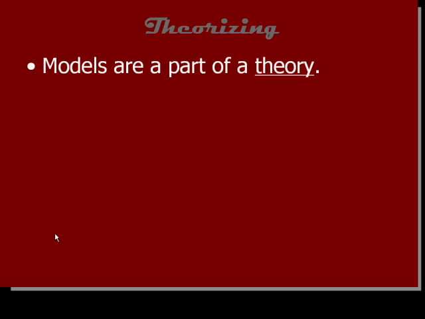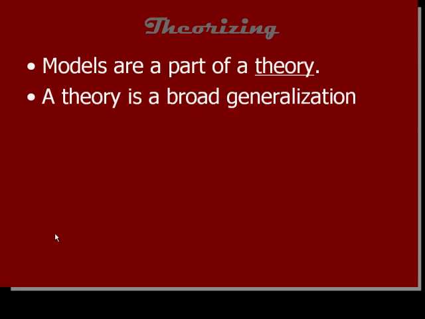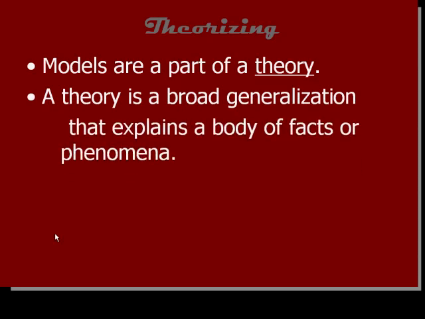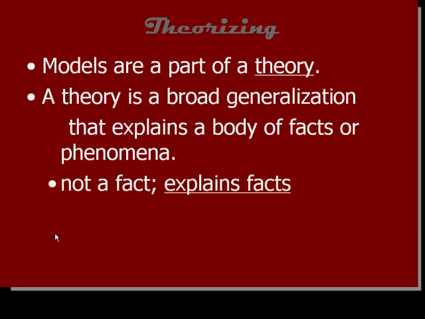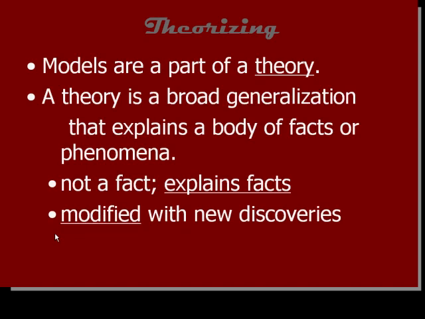So we have a theory, and sometimes models are part of that theory. It is a broad generalization that explains a body of facts or phenomena. So it itself is not a fact, it just helps explain the facts. And it can be modified with new discoveries. So what we're really looking at, how this ties into chapter 3, is we're going to look at the atom, and we're going to see how experimentation such as those by Thomson and those by Rutherford contributed to our modified versions of the atom.